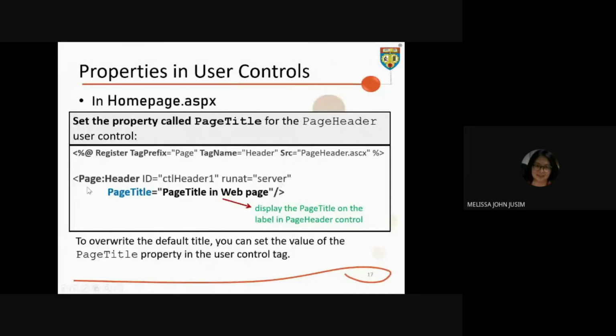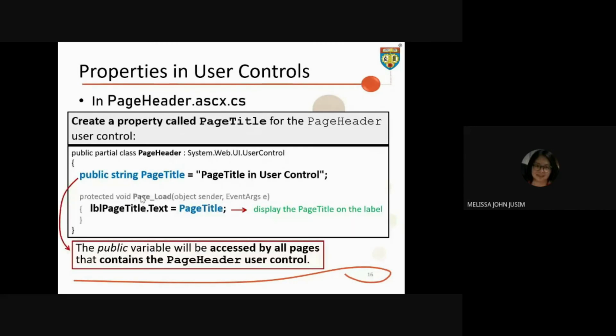Notice that this is your user control, right? Tag prefix page, tag name is header. Look at one of the attributes here. Of course, we need a unique ID. One of the attributes here is page title. So this is the meaning of all the public variables being exposed as properties. This is a property of the user control, where you can always change the value. You can always override the value of the property that you have here initially.